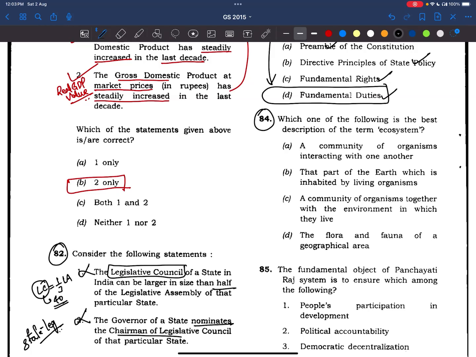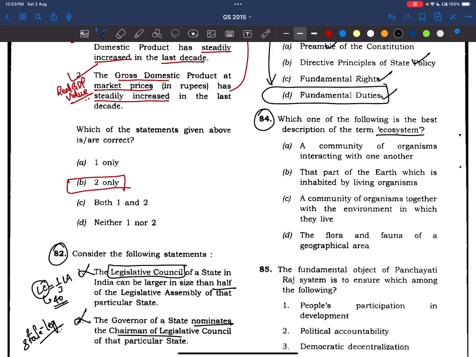Which one of the following is the best description of the term ecosystem? Now let's define ecosystem. What is the definition of ecosystem? It is the interaction between the organisms within its species, interspecies and intraspecies, and also with the environment. Now let's see the options.